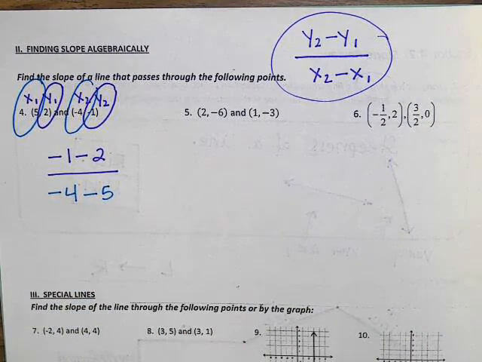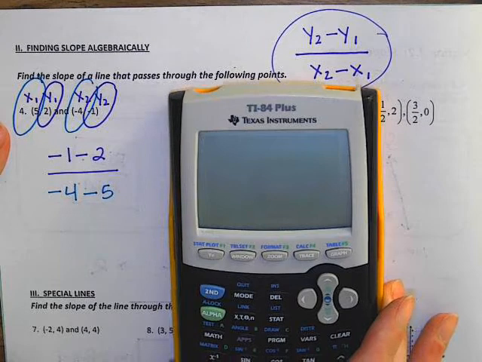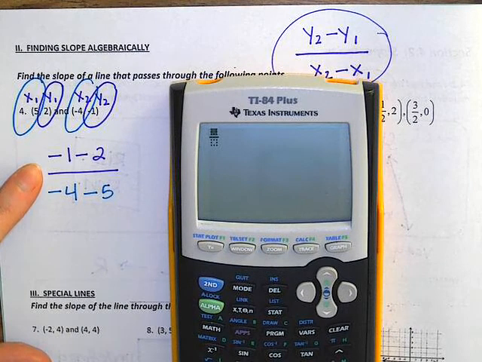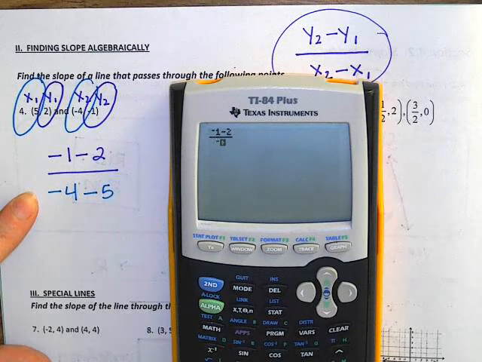Okay, at this point, you guys can do a couple things. One thing is to just type it straight in the calculator. So get your fraction key and literally just type it in. Negative 1 minus 2, and then on bottom, negative 4 minus 5. And it's going to do it for you. The slope is 1/3.